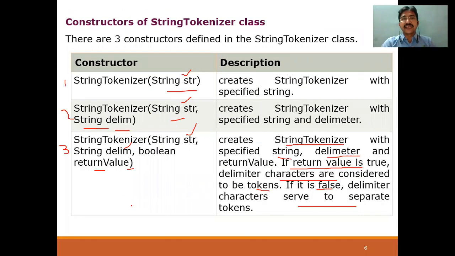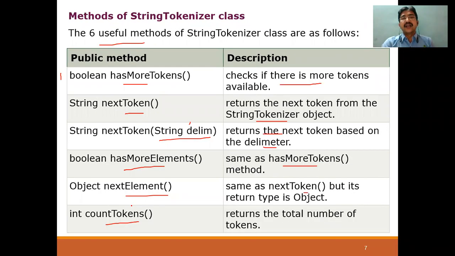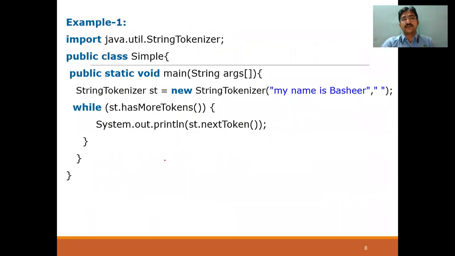So with the help of these three constructors and these methods, let me discuss two examples so that you can understand very clearly about the string tokenizer. Now, to access the string tokenizer class, we have to import a package, that is java.util.StringTokenizer, because we are taking one of the classes, StringTokenizer, which is available in the util package. StringTokenizer is nothing but a class, and util is the package name.